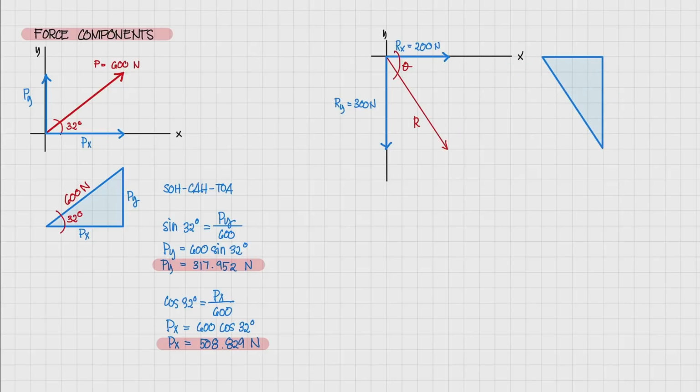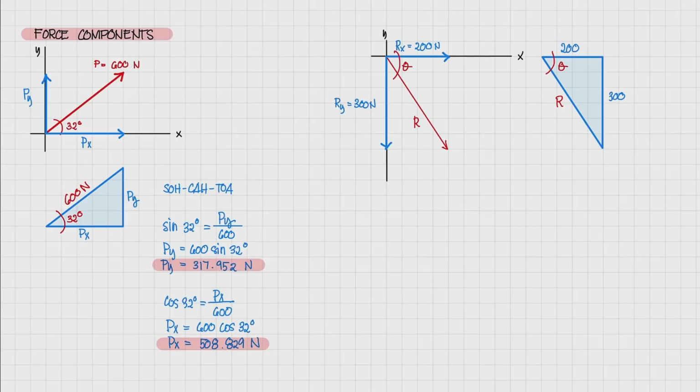So from this triangle, we know that our Rx is equal to 200 newtons and our Ry is equal to 300 newtons. What we're trying to find is our resultant force and the angle theta. So computing for angle theta, what are we going to use? We could use TOA.